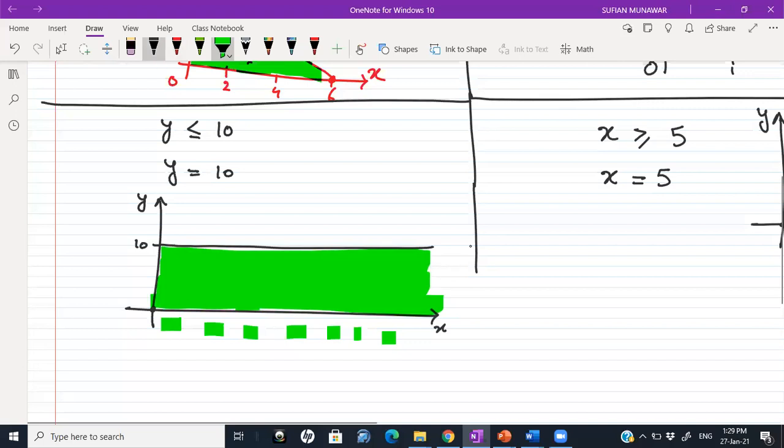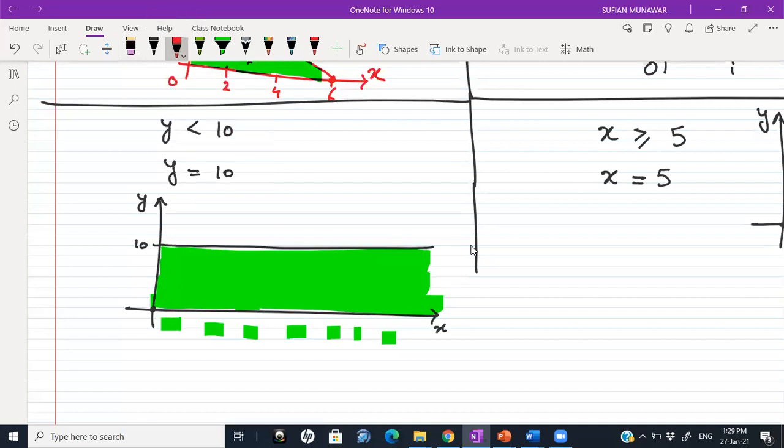We have to keep ourselves in the first quadrant. Also, one more thing, suppose we delete this one. Now y is less than 10. What happened in that case? It's still the same, but without the line. The line is not included. It is a dotted line. Great, great.